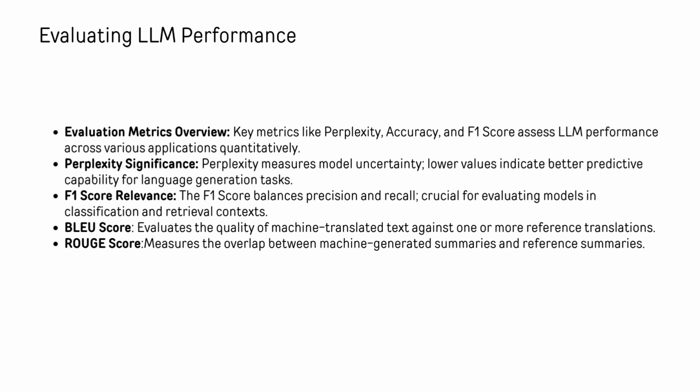Evaluating the performance of large language models requires robust metrics to quantitatively assess their effectiveness across different tasks and applications. Key metrics such as perplexity, accuracy, and F1 score provide insights into the model's capability in language generation, classification, and retrieval tasks. Perplexity is a critical metric for language generation tasks, measuring the model's uncertainty in predicting the next word in a sequence. A lower perplexity score indicates better predictive capability, signifying that the model is more confident and accurate in its prediction.